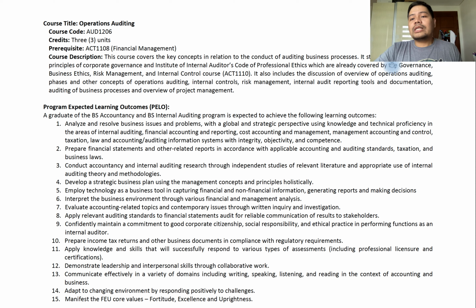So of course, the subject starts with the review of the principles of corporate governance, which we will cover later, and the Institute of Internal Auditors Code of Professional Ethics, which are already covered by your subject Act 1110 or the Governance, Business Ethics, Risk Management, and Internal Control course. It also includes the overview of operations auditing. Definitely, that should be included. Okay? The definition of operations auditing, phases and other concepts of operations auditing, internal controls, risk management, internal audit reporting tools, and documentation. Auditing of business processes, and overview of project management.